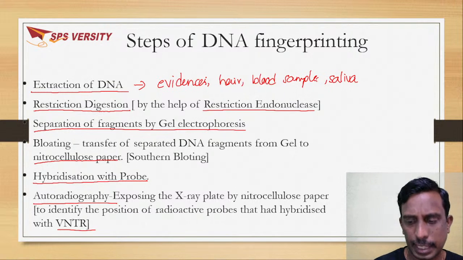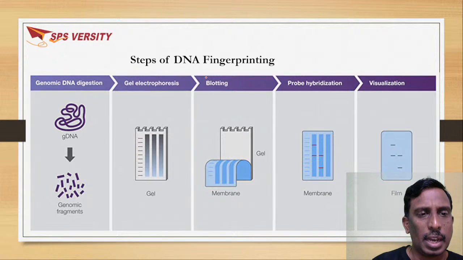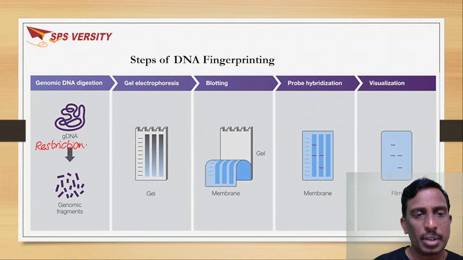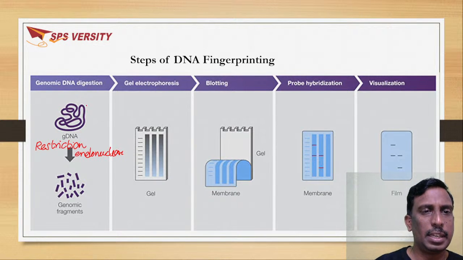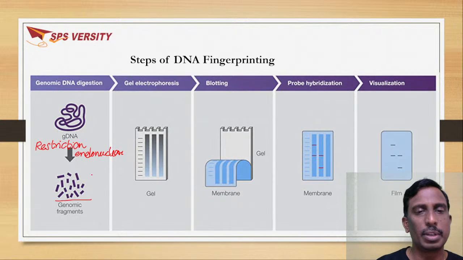Okay, now DNA is extracted. And this DNA is treated using restriction endonucleases. These are enzymes which will digest the DNA, that is, which cut it into small fragments. So here you can see DNA is one long thread-like structure, and the genomic DNA is made into fragments, that is genomic fragments.